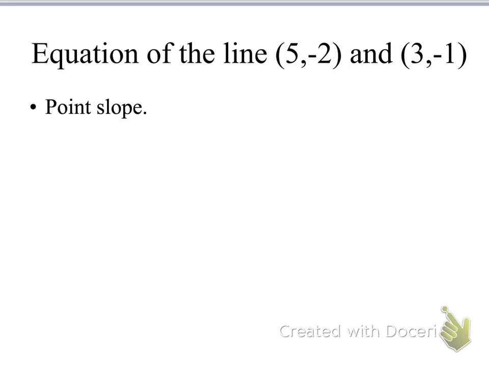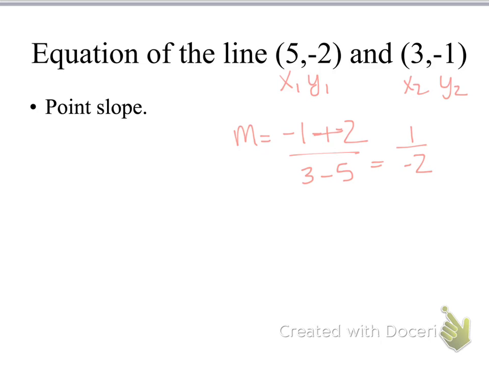Okay, equation of the line. So we have to find our slope first. If you don't have the slope, that's your first step. So I first label x1, y1, x2, y2, so I don't mess it up. I do my y2 minus my y1. There's always a minus sign, and then I plop my negative 2 in, and then my x2 minus my x1. So two negatives will make a positive here. Negative 1 plus 2 is 1. 3 minus 5 is negative 2. So I have my slope.